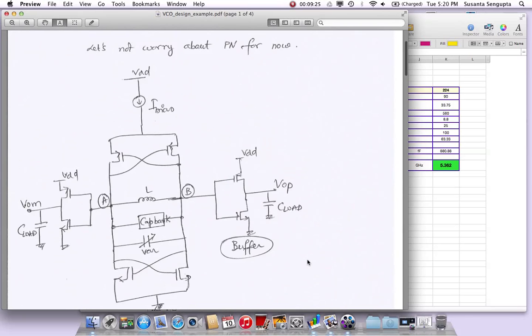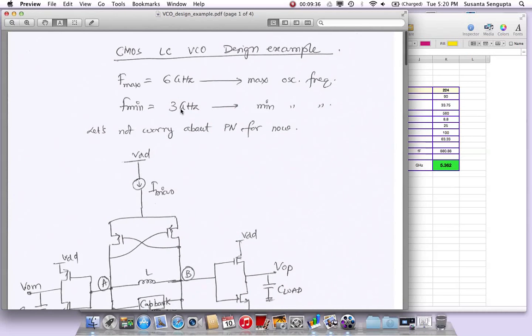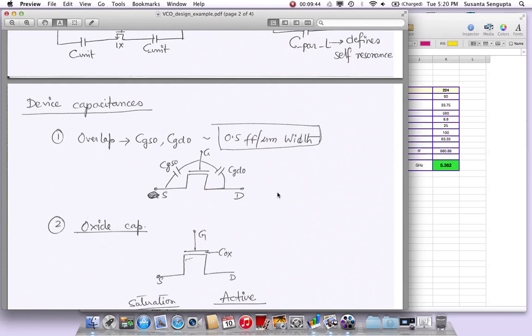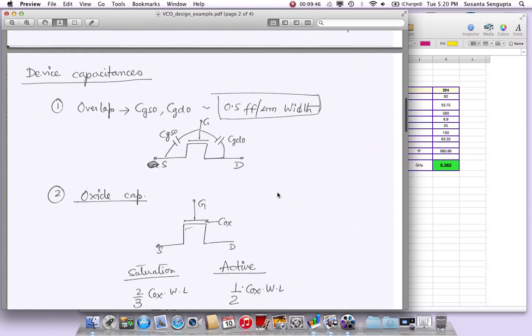So that is the scope of this lecture: given this core and these different models, how can I come up with some initial calculations on paper? I'm trying to see if I can oscillate at 3 gigahertz and all the way up to 6 gigahertz. That is the goal of this design exercise. Now before we go there, we also have to calculate a lot of capacitances, because without these capacitances, we cannot really do this exercise.